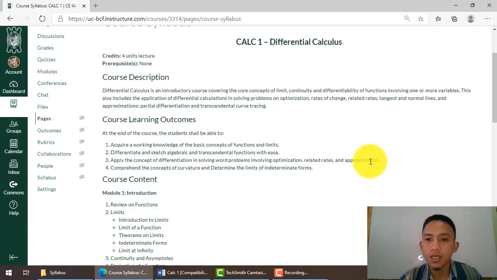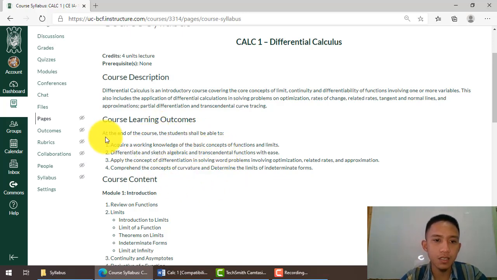We will be discussing those actual problems involving optimization, related rates, and approximation. You might not yet understand these terms, but as we go on, you will know what they are. Of course, you also need to comprehend the concept of curvature and determine the limits of indeterminate forms. Those will be the last topics on the later part. So that is the important part.